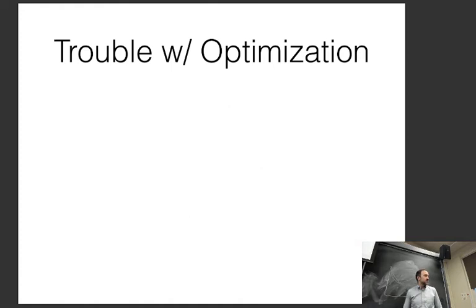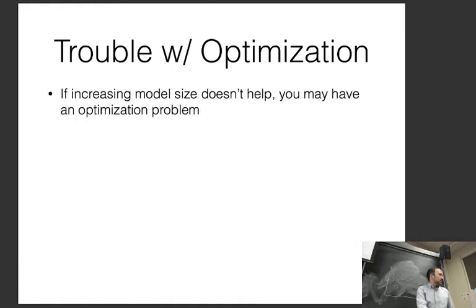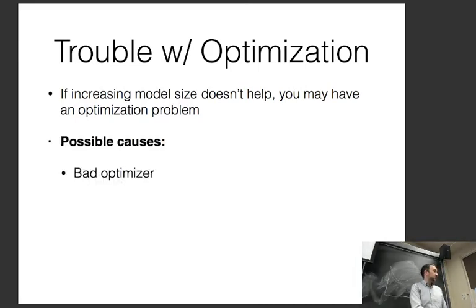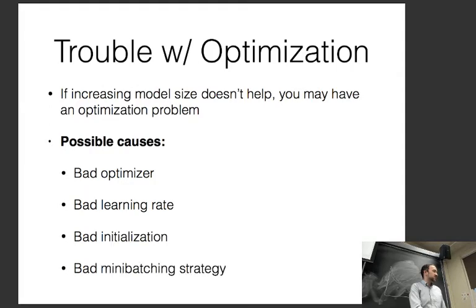Okay, so next is trouble with optimization. If increasing model size doesn't help and you're still getting something like this, you might have an optimization problem. Possible causes for this include a bad optimizer, a bad learning rate, bad initialization, or a bad mini-batching strategy. Mostly the first three, also partially the last one, but it's generally one of the top three.